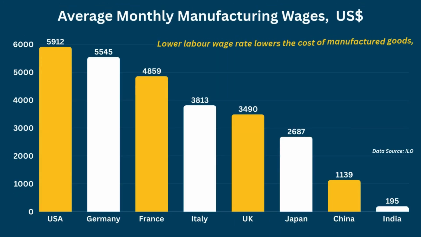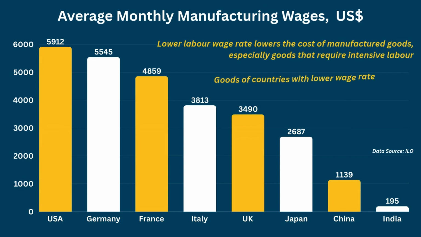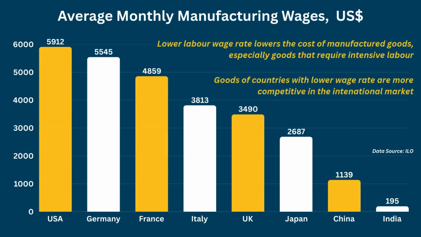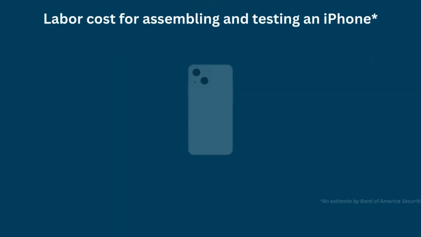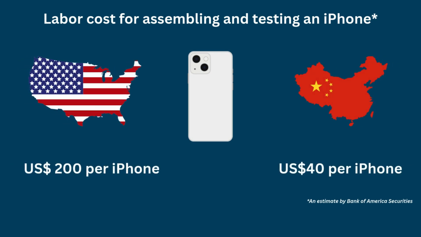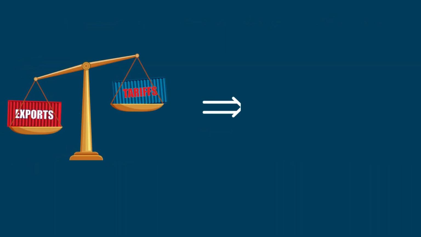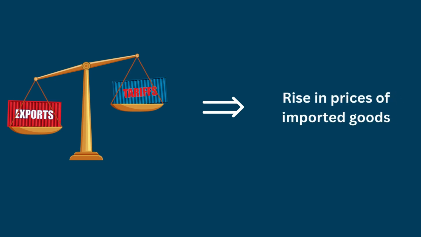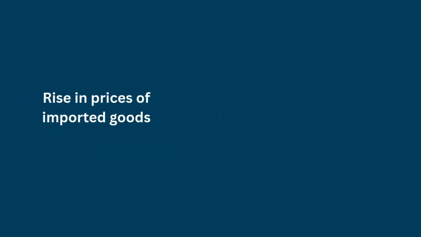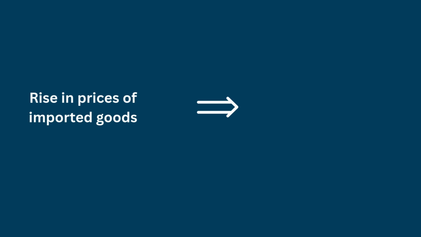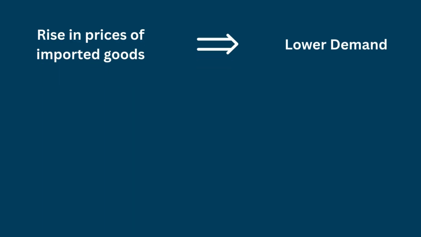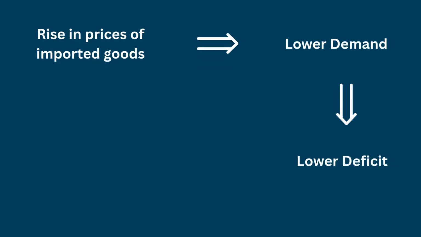Similarly, countries with low labor wage rates can make goods at lower costs, increasing the competitiveness of their exports. This is the reason it is cheaper to manufacture iPhones in Asia rather than the US or Europe. Countries can also put tariffs on goods imported from abroad, leading to an increase in their prices. Rise in prices of imported goods lowers their demand and cuts down the current account deficit.